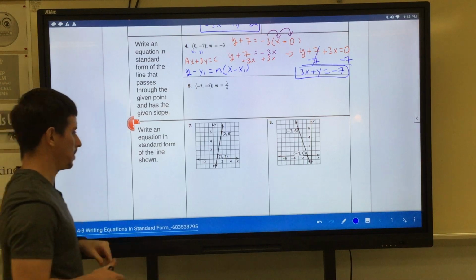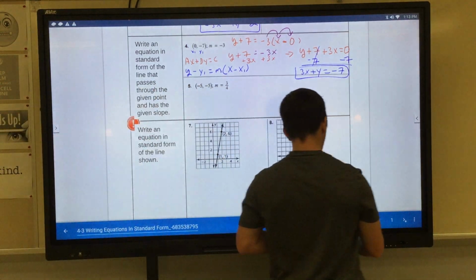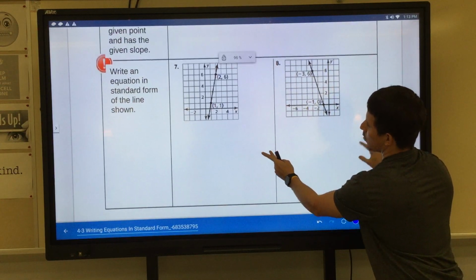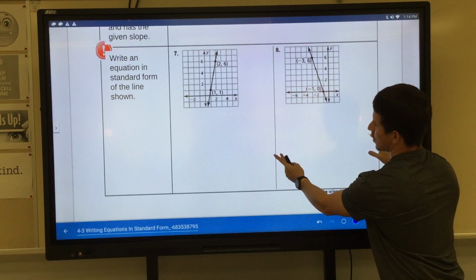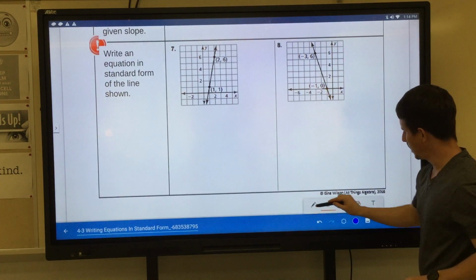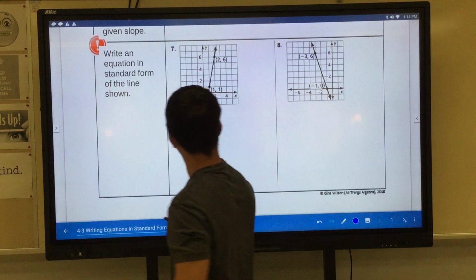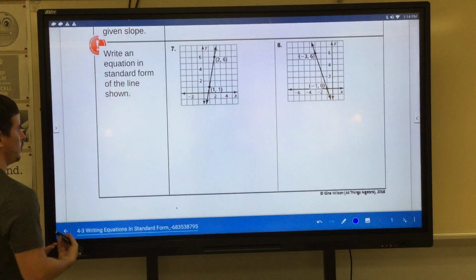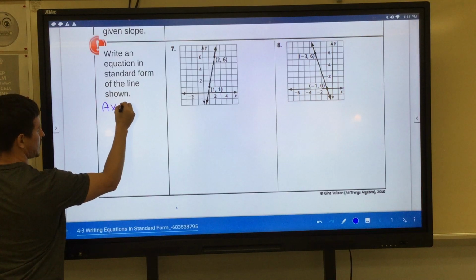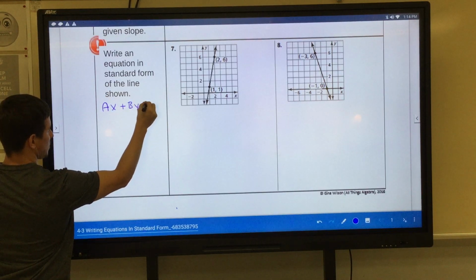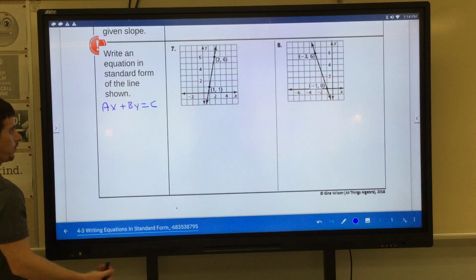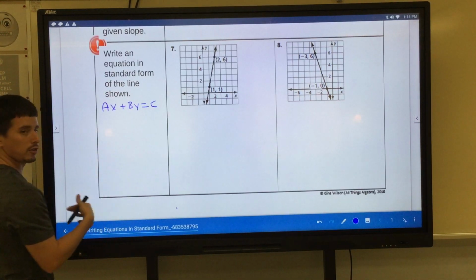Okay, moving on. The last 2 problems of the notes. Now, we need to write an equation in the standard form of the line shown. On this one, luckily we are given a graph. In order for us to write this into the standard form, it needs to be ax plus by is equal to c. Since we're given a graph, the first thing is we need to get this into point slope.